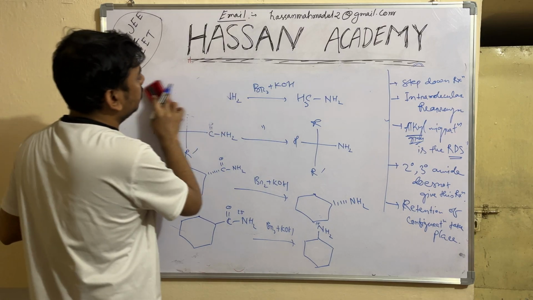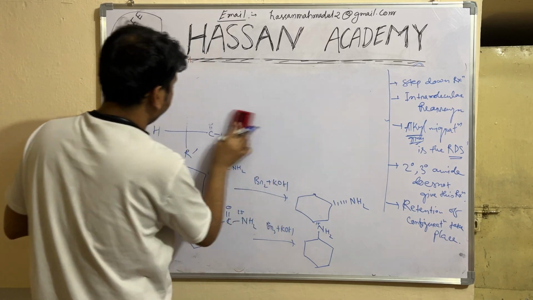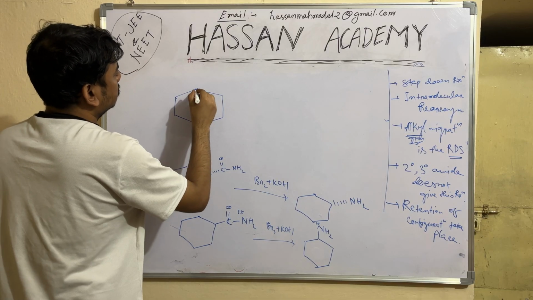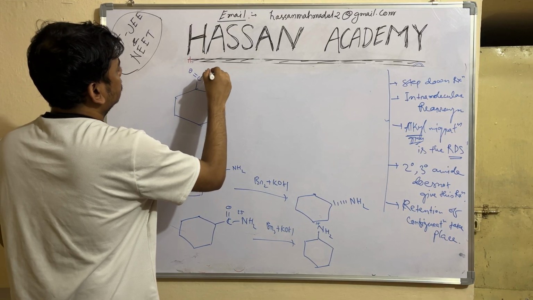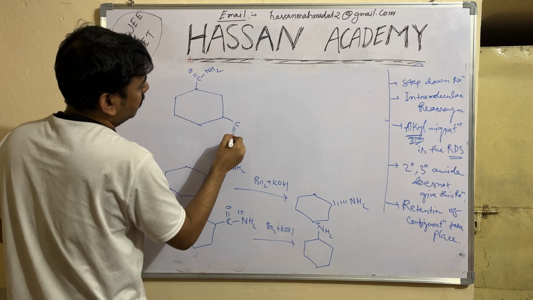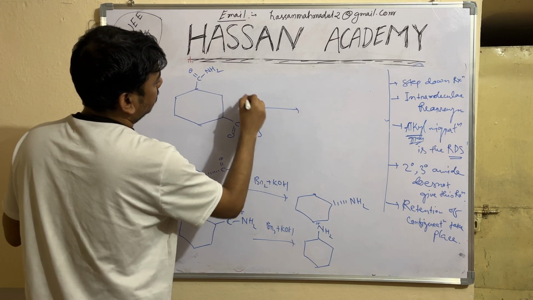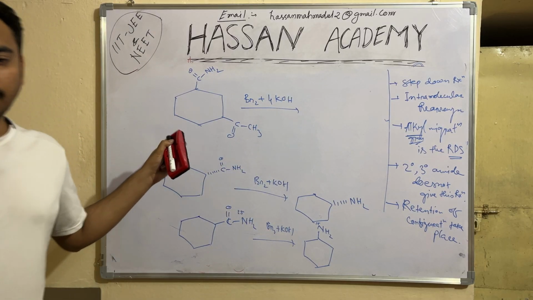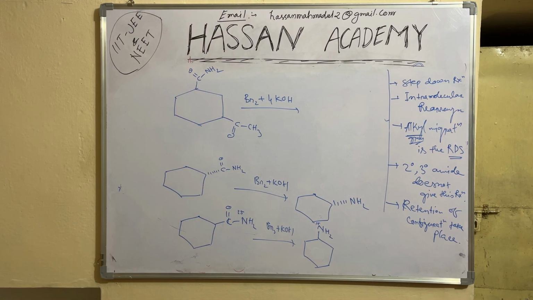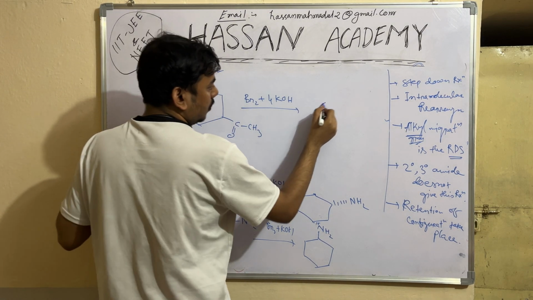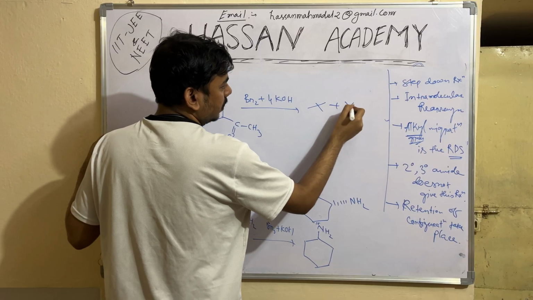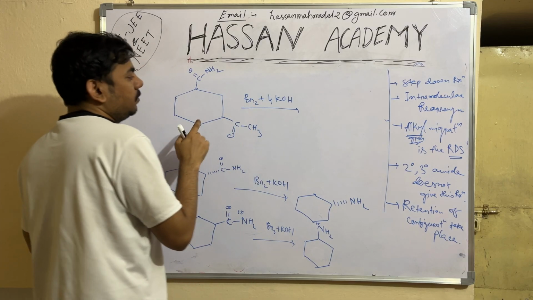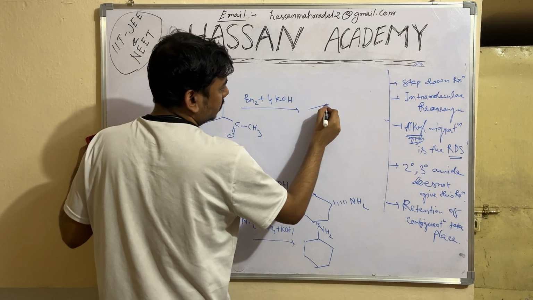One last reaction I am going to give you to try to solve. Amide, and here ketone, and I am giving Br2 plus 4 mole of KOH. What is the product? Everyone try to do it yourself. Pause the video and try to find out whether you are getting this answer or not. Here suppose I have given X plus Y. What is X? What is Y? You have to find out. This is a little bit of a good question for the advanced level.